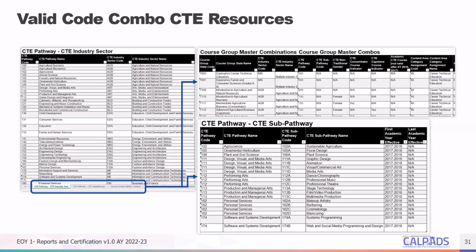If you are reporting a student completing a pathway, they must complete a capstone course this academic year, and this must be reflected in their student course section completion records. You are also able to identify CTE pathways by the industry sector in the CTE pathway industry sector tab, screenshotted on the left-hand side of this slide. And then you are able to determine sub-pathways for each CTE pathway in the CTE pathway, CTE sub-pathway tab of the valid code combinations document.